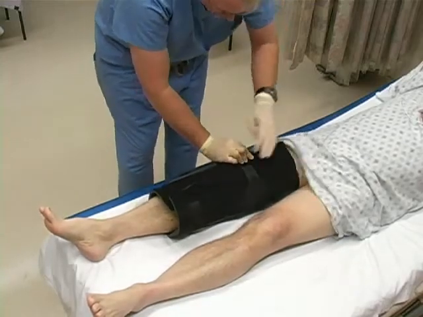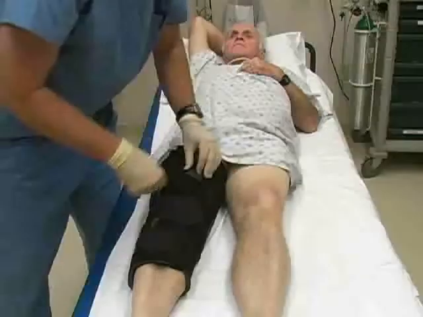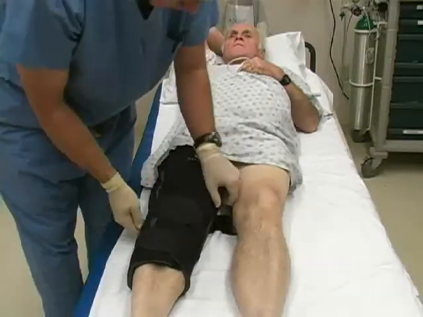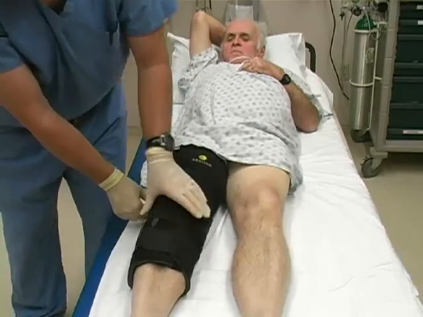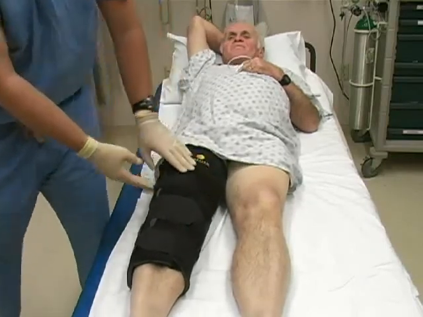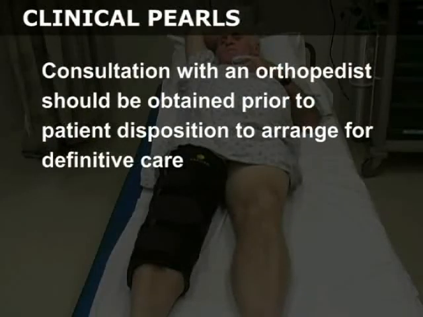Immobilize patients with posterior dislocations with a simple knee immobilizer. This will prevent the patient from flexing the hip, which may cause recurrent dislocations. For anterior dislocations, an abduction pillow may be helpful. Consultation with an orthopedist should be obtained prior to patient disposition to arrange for definitive care.